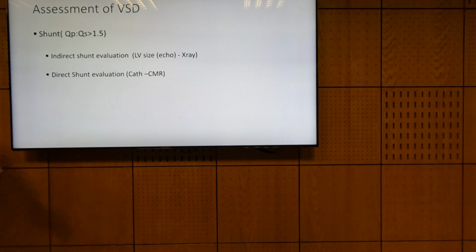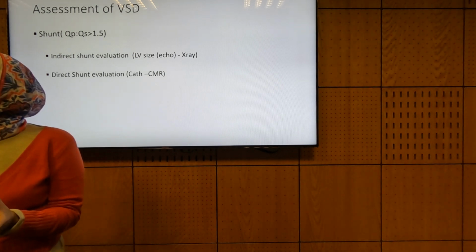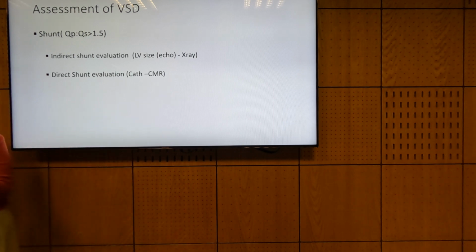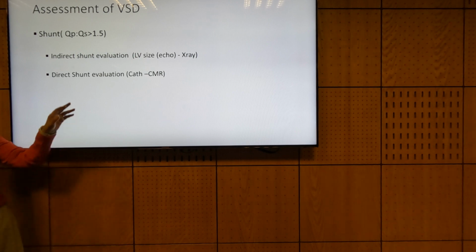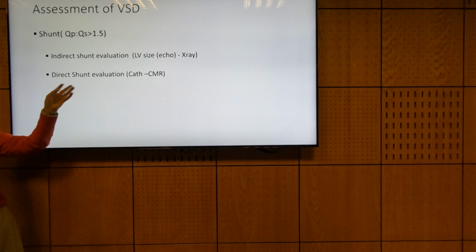Okay, now we finish the RV pressure, and now we will talk about the magnitude of the shunt. We have an internal agreement that the shunt should be more than 1.5 for the pulmonary to consider that it is a hemodynamically significant shunt. There is an indirect shunt qualification and direct shunt evaluation.